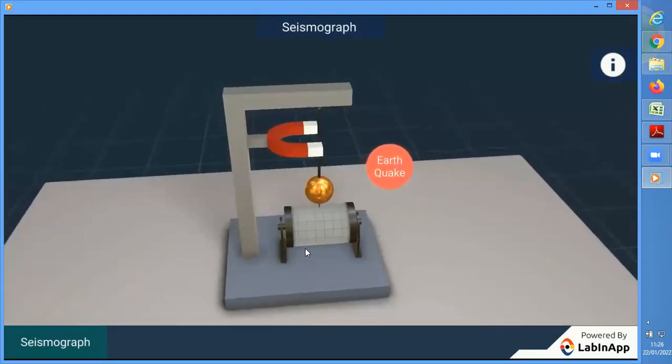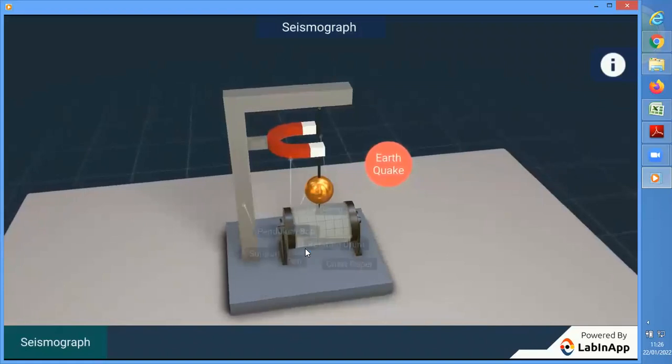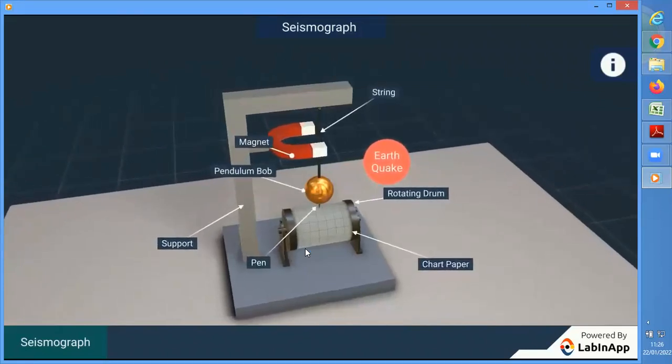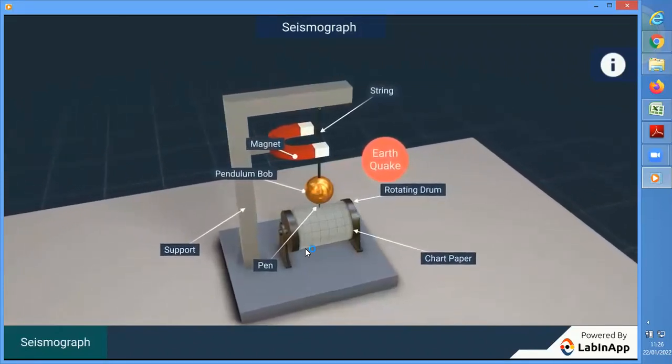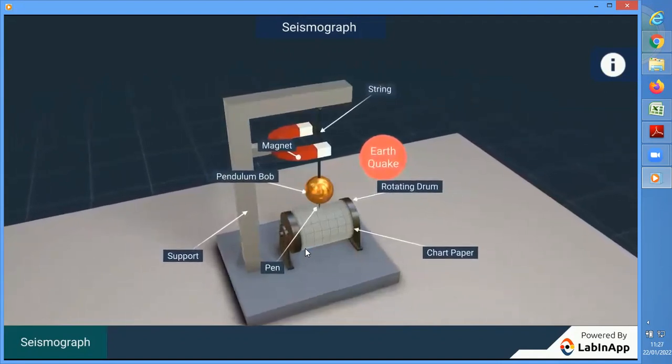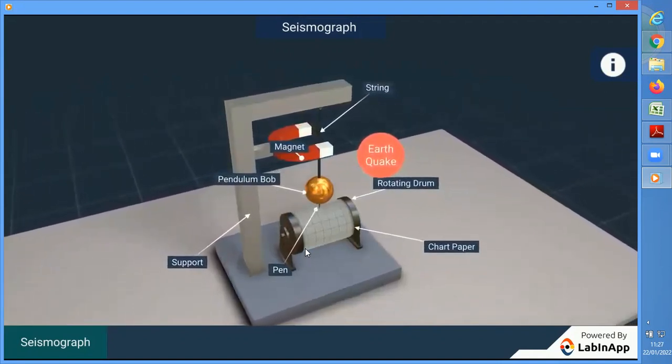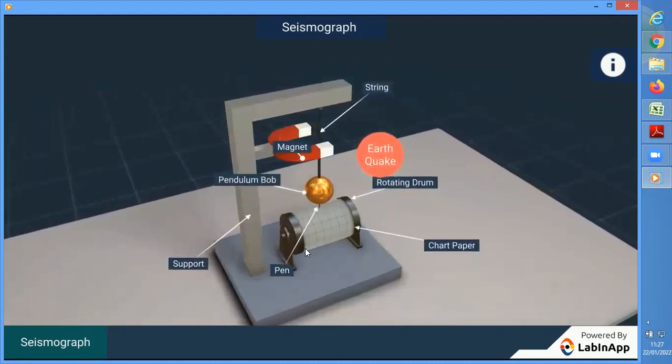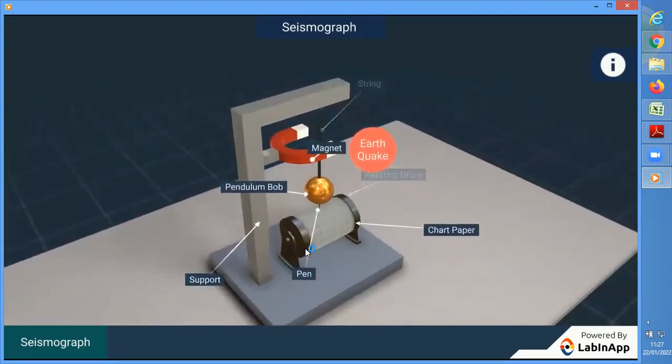The instrument is simply a vibrating rod or a pendulum, which starts vibrating when tremors occur. A pen or a marker is attached to the vibrating system. The pen records the seismic waves on a paper which moves under it.